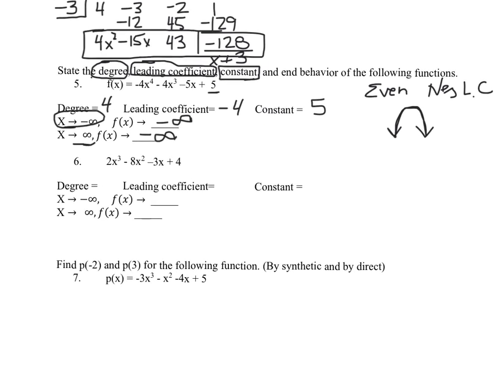Number 6, the degree would be 3. That's your largest power. Leading coefficient then is the 2. The constant's the non-variable term, which would be the 4. This is odd degree, positive leading coefficient. So it's going to look like this.